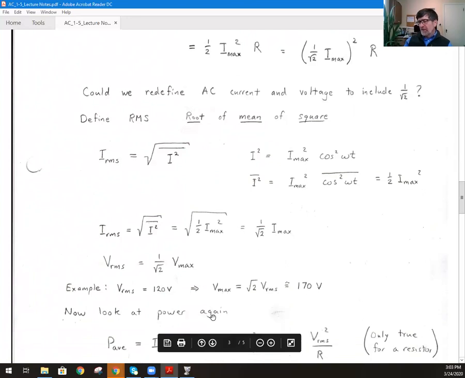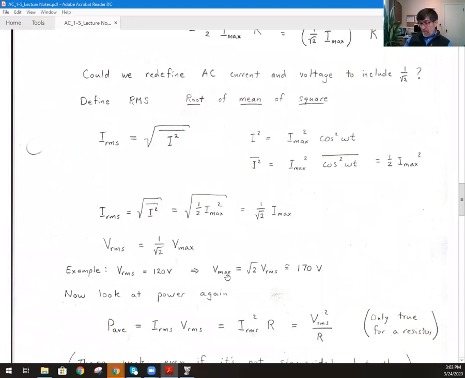For example, if your RMS value is 120 volts, then the max value is the square root of 2 times the RMS. Here it's dividing by the square root of 2. Here I'm going the other direction. I'm starting with the RMS value of 120 volts. The reason I'm starting with that is that is the line voltage. It's 120 volts. You probably all have heard that. But what you haven't realized is that is not the peak value. That's the RMS value.